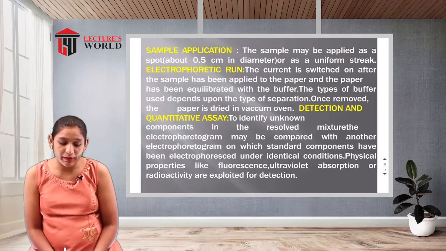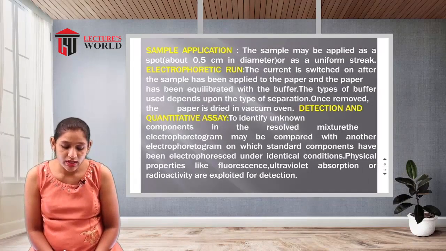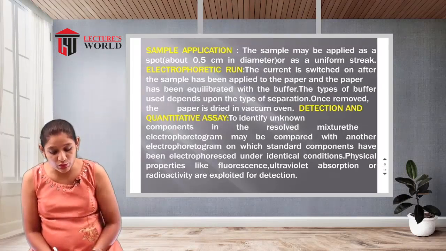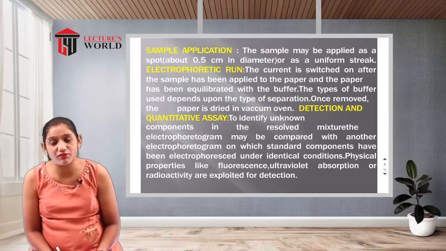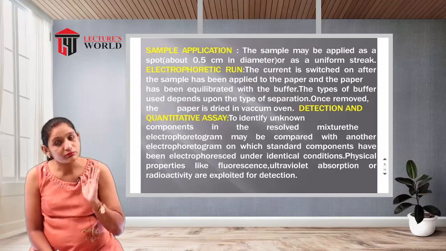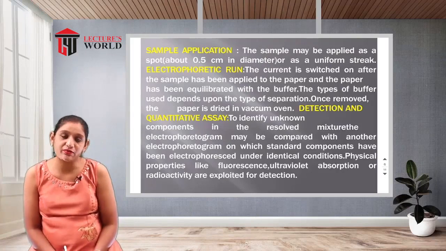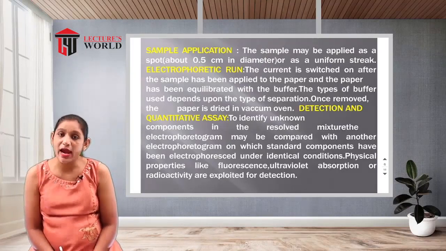Once the run is complete, the paper is removed and dried in a vacuum oven, for detection and quantitative assay. This drying is compulsory in paper electrophoresis. Next one, detection and the quantitative assay.